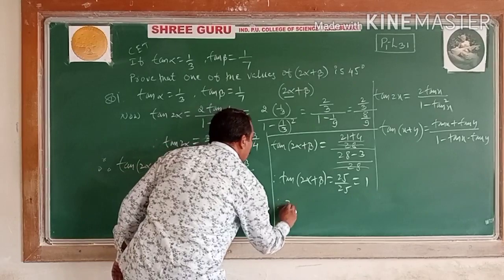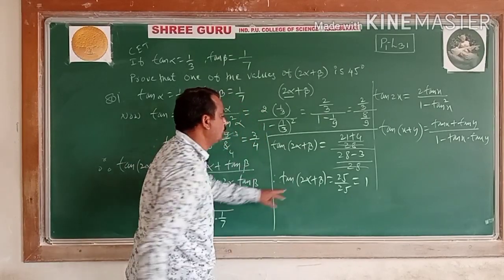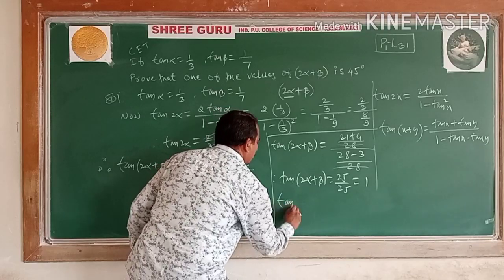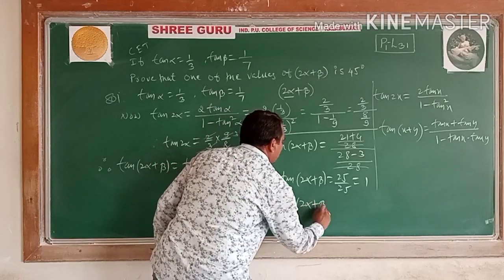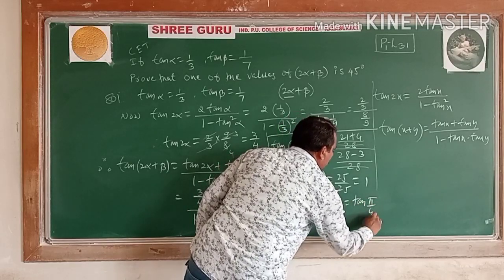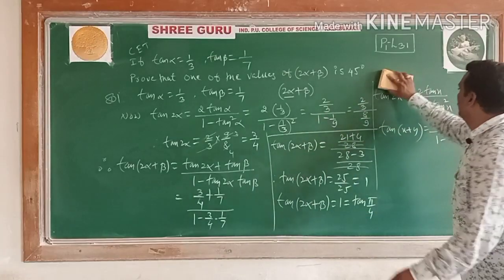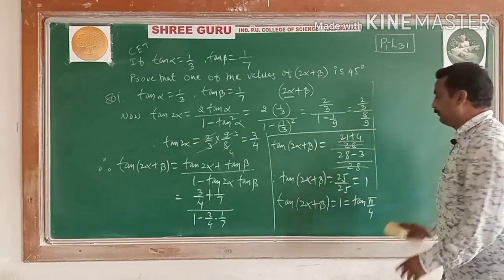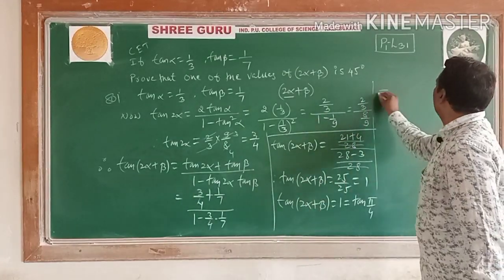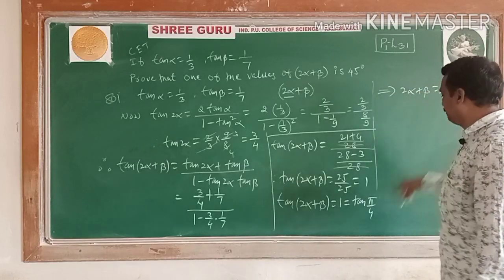So therefore, tan of 2 alpha plus beta is equal to 1. Shall I write 1 as tan pi by 4, tan 45 degree? Let us see this one here. So therefore 2 alpha plus beta is equal to pi by 4. One of the values is pi by 4.